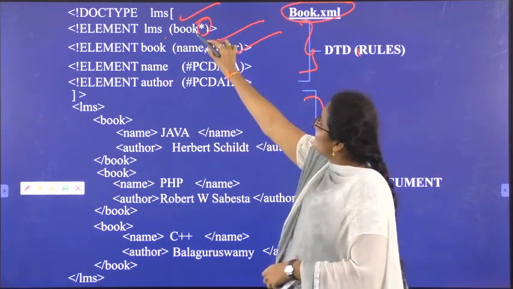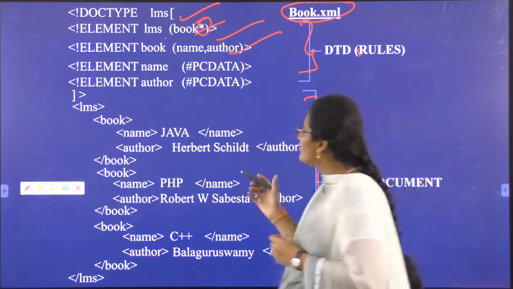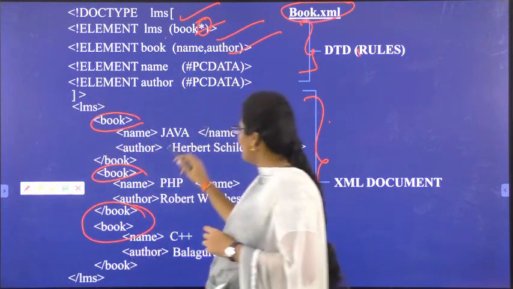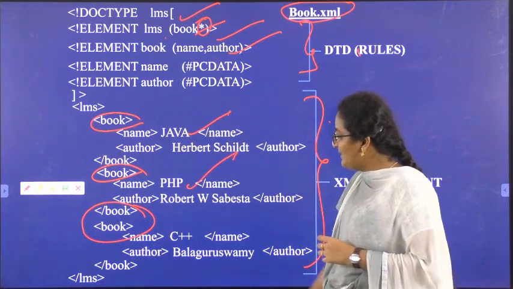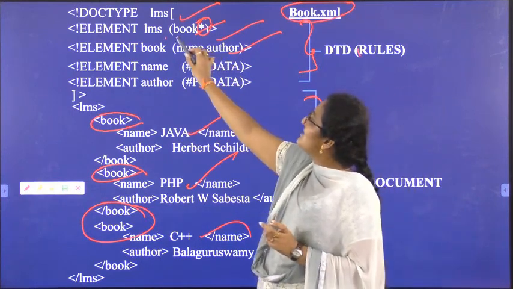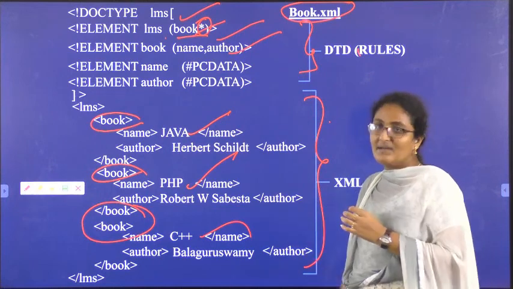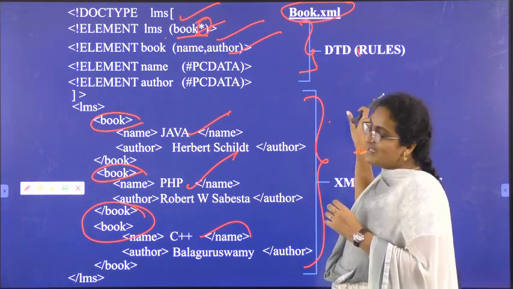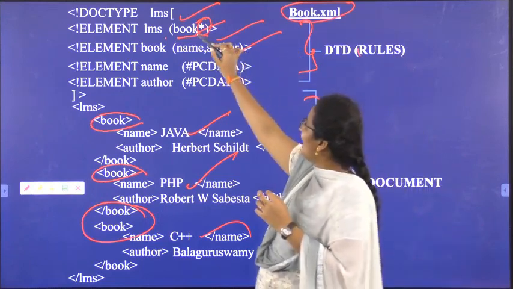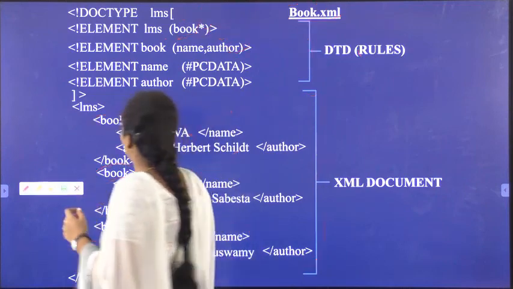I have given asterisk symbol, which means I can repeat book how many number of times I want. So I repeated book here 3 times. So first book is Java, second book is PHP, third book is C++. In the previous program I have declared just book. So only about one book I have represented. In this program, same syntaxes, same internal DTD, but I have mentioned asterisk symbol. So 3 times I have represented 3 different books.